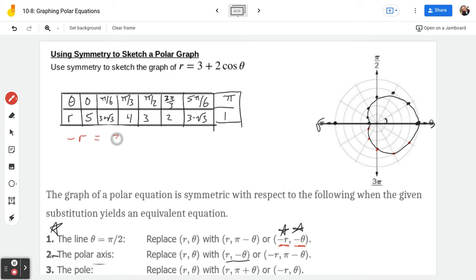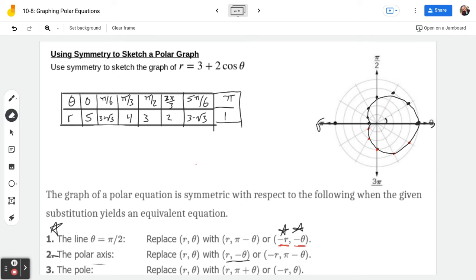Negative r is equal to 3 plus 2 cosine of negative theta. Well, I know according to properties, this is actually an identity. Cosine of negative x is the same thing as cosine of x. So this reduces to negative r is equal to 3 plus 2 cosine of theta. That's not the same as my original starting function, so that symmetry doesn't work.